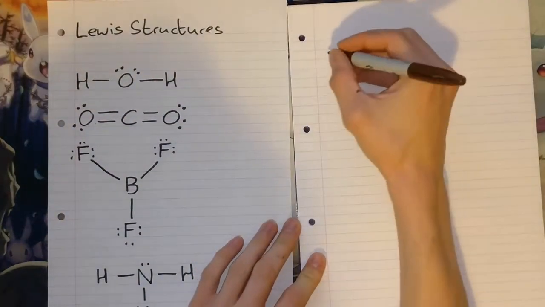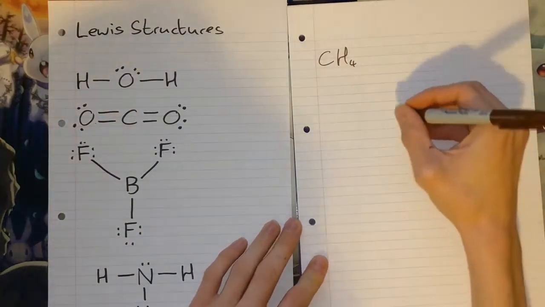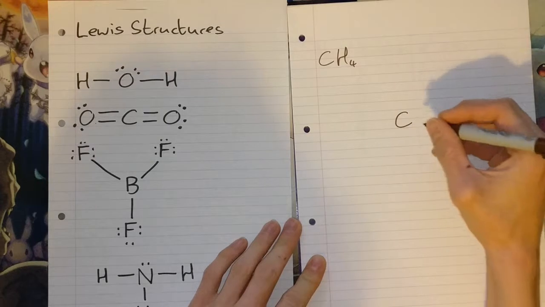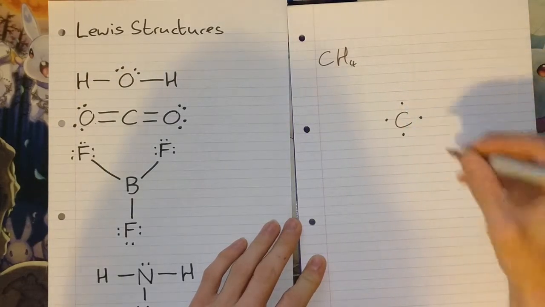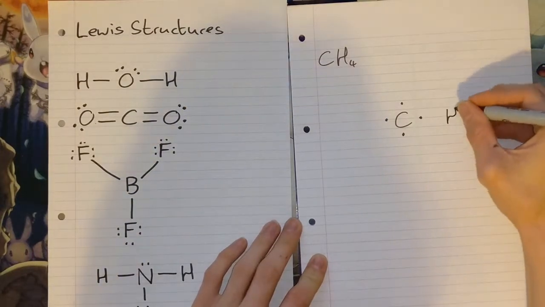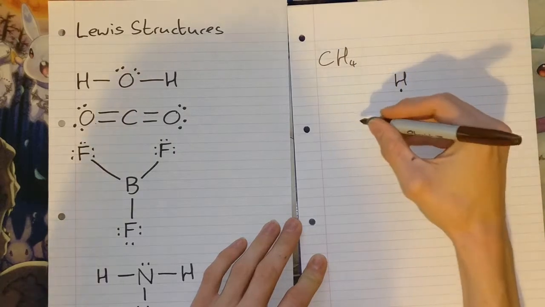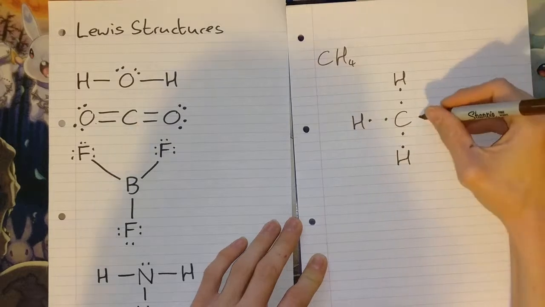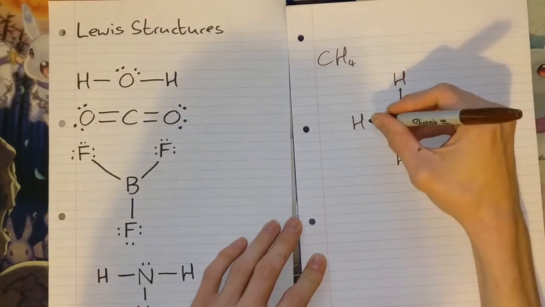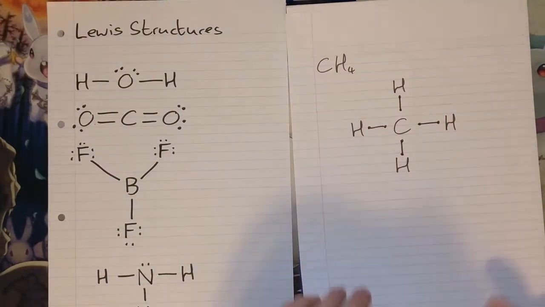Well, I'll give an example of our good friend CH4, methane. Now we're going to start with our central atom, carbon. Carbon has 2, 3, 4 valence electrons. We'll have 4 hydrogens, each one of these having 1 valence electron to its name. There we go. And then they will join up and make 4 individual covalent bonds. And there is our Lewis diagram of methane.